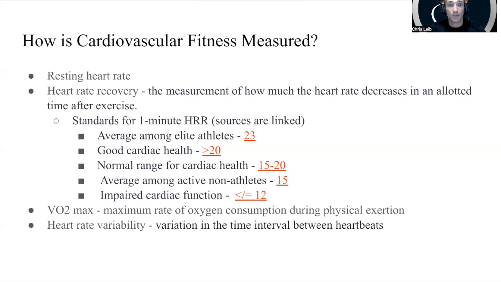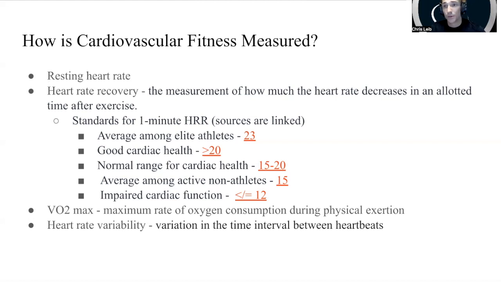So just for some numbers there, with a 1 minute heart rate recovery test, average for elite athletes would be your heart rate drops about 23 beats per minute in that minute. If you just have good cardiovascular health, you're looking at around 20 beats per minute, maybe a little bit over 20. And then normal range for cardiovascular health would be about 15 to 20. Average among non-athletes would be about 15. And then if you have impaired cardiovascular function, you're looking at somewhere less than 12.